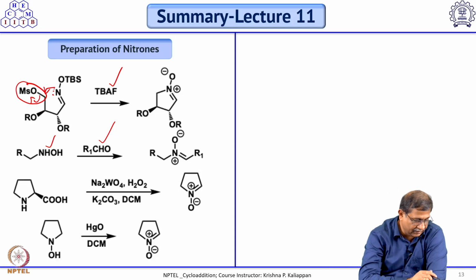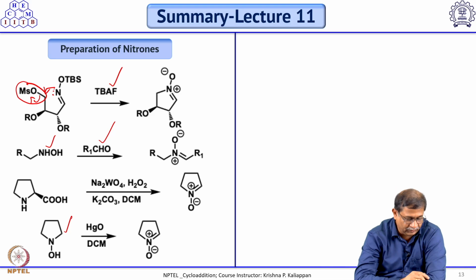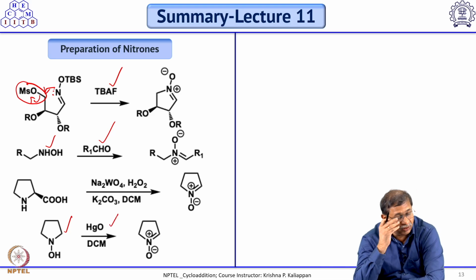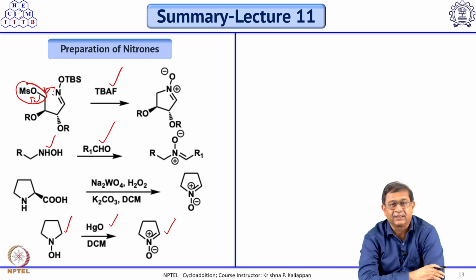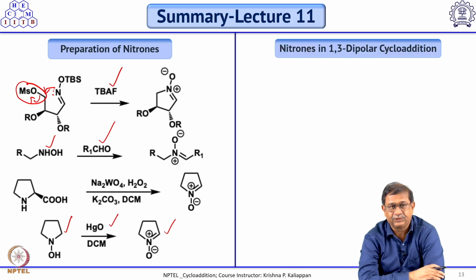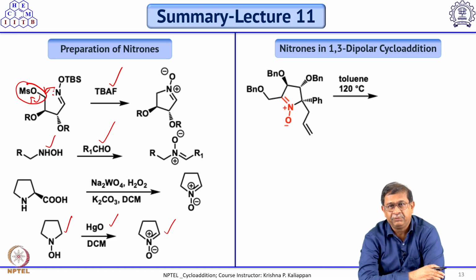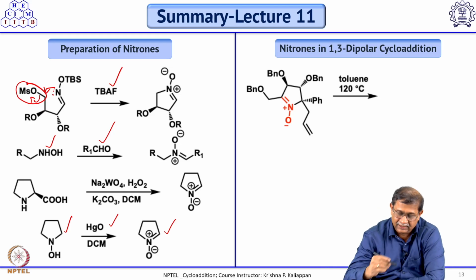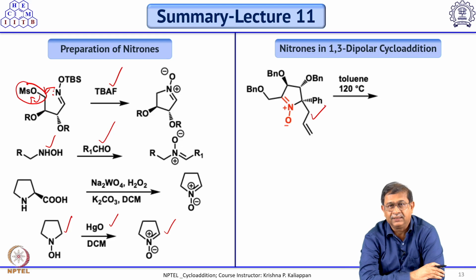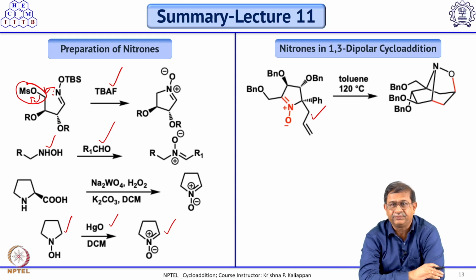And if you have the hydroxypyrrolidine, and if you treat with mercuric oxide or any other oxidizing agents like IBX and so on, that also can give the corresponding cyclic nitrone. So after discussing various methods of preparation of nitrones, then we move to how these nitrones are successfully used in 1,3-dipolar cycloaddition. We discussed few examples of nitrones being used in intermolecular cycloaddition reaction. So then we also talked about the intramolecular 1,3-dipolar cycloaddition of nitrones giving such nice polycyclic compound.